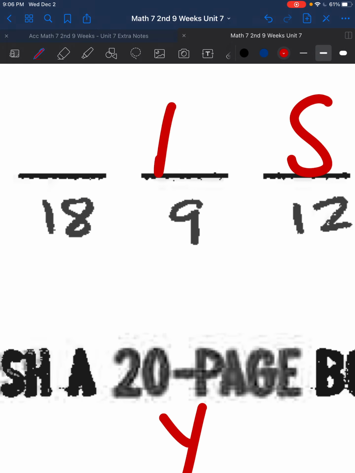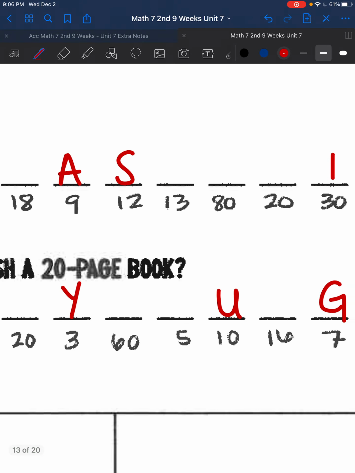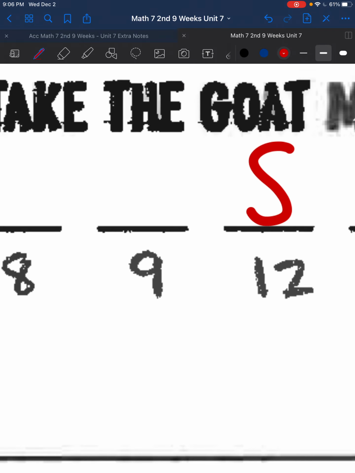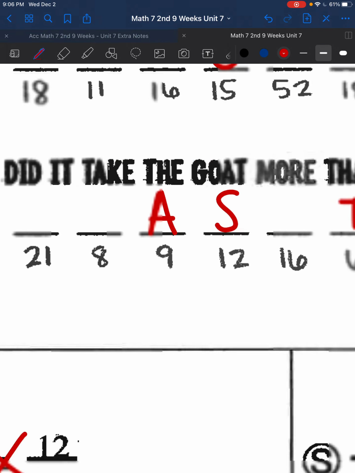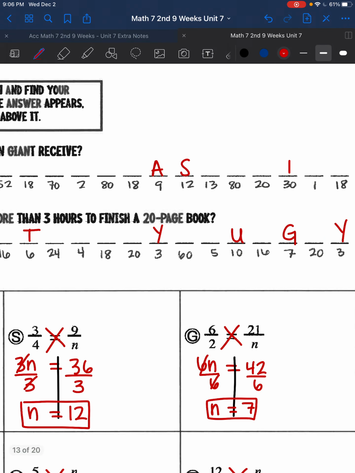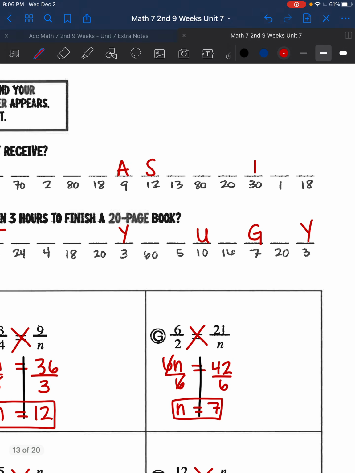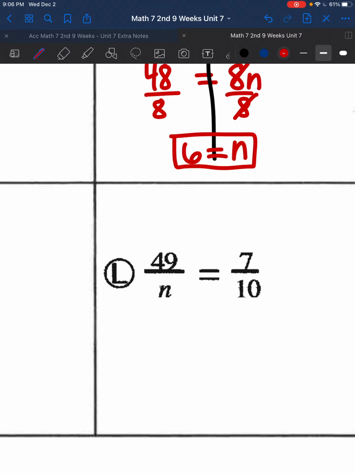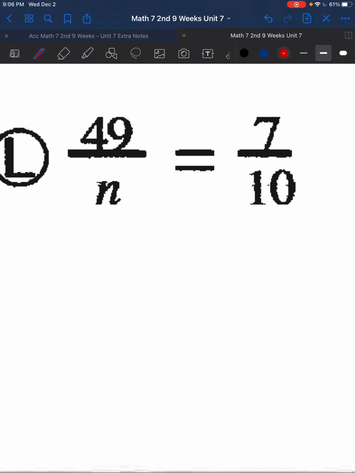So anytime I see a 9, I'm going to write A. So in the top row, I've got a 9 right there. I'm going to write A. Is that the only one? And right here, I've got an A. And those are the only 9s that I see. Okay?